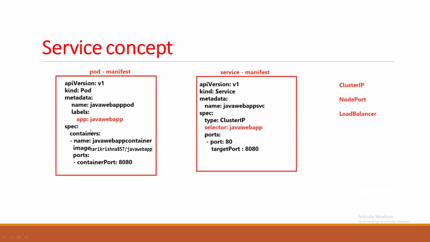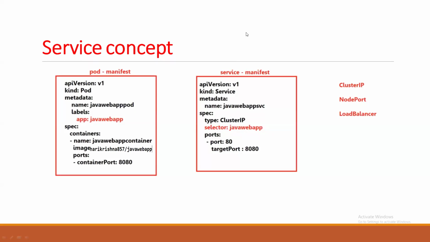You see, guys, here is the pod manifest file and this is the service manifest file. So we have two manifest files. One is the pod manifest file for creating the pod. This is the service manifest file for accessing the pods inside and outside. Here the label is app: java-web-app, and the specification is the container. But here, what is the specification? Spec equals type ClusterIP.